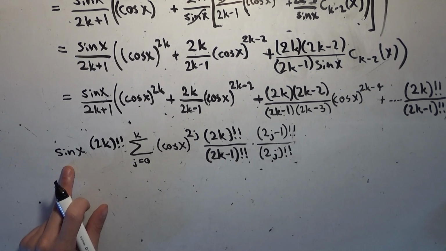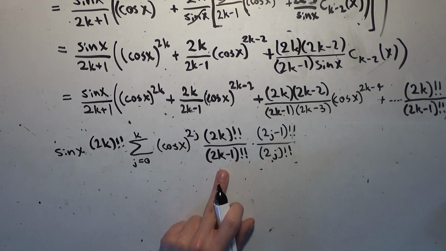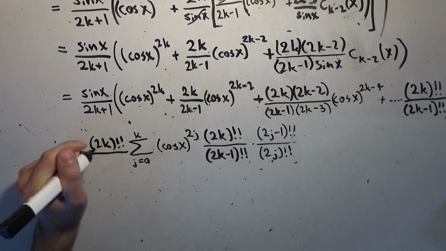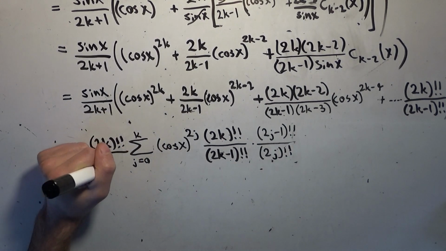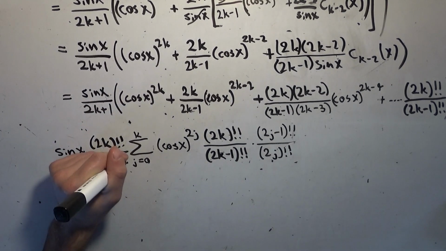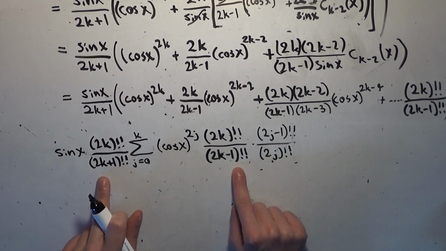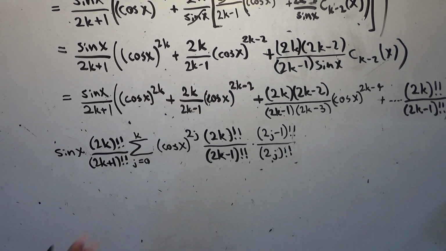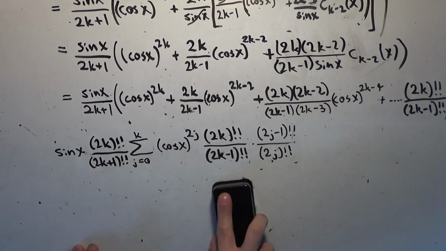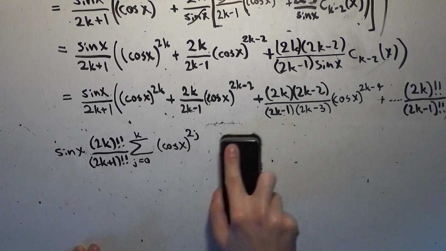And I think it's kind of clear, if you multiply 2k plus 1 times 2k minus 1 double factorial, you end up with 2k plus 1 double factorial. Because 2k plus 1 is the next odd number after 2k minus 1. So multiplying them together gives you the next double factorial. So we don't need those in there anymore. So this is what we're left with.